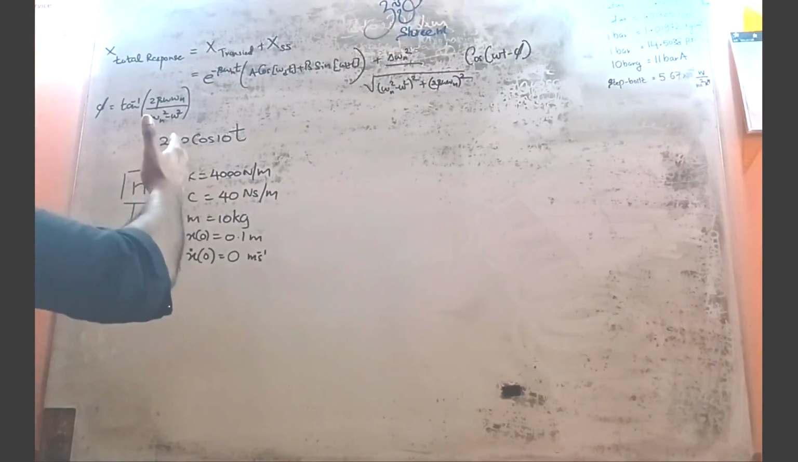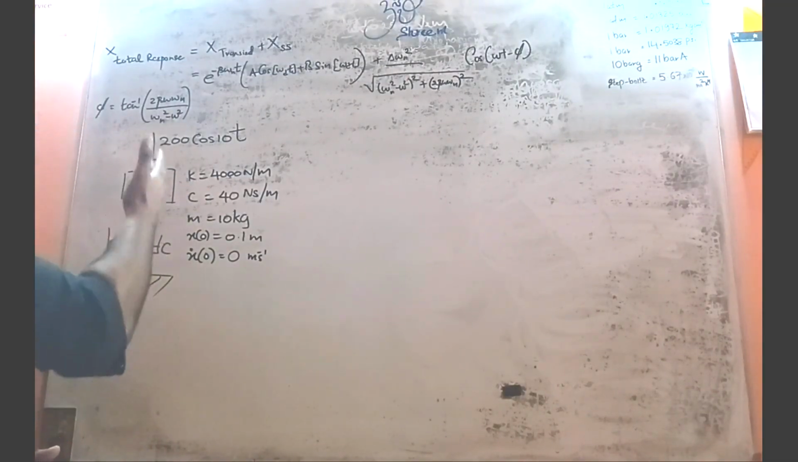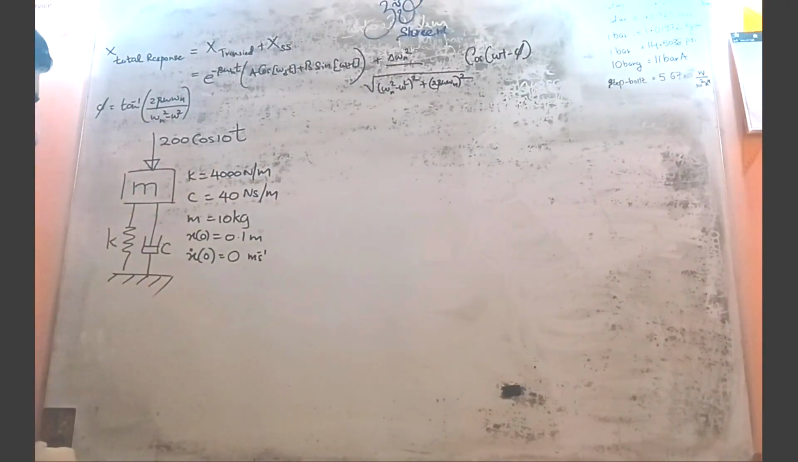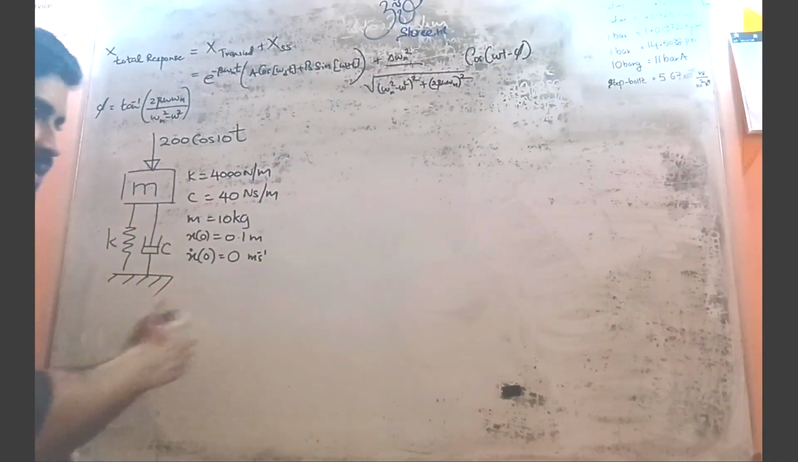So we have the mass, right? This is actually subjected to an excitation force of 200 cos 10t. The value for the spring constant that is given is 4000 newtons per meter, and the damping coefficient is given as 14 newton seconds per meter. Mass given, and these conditions are very important, right?